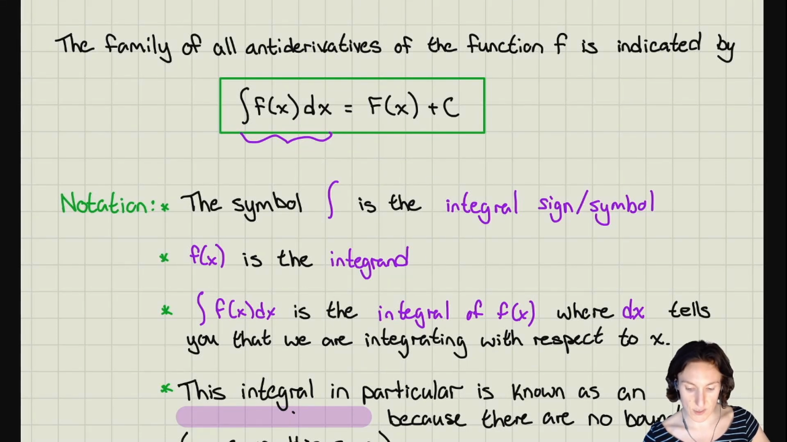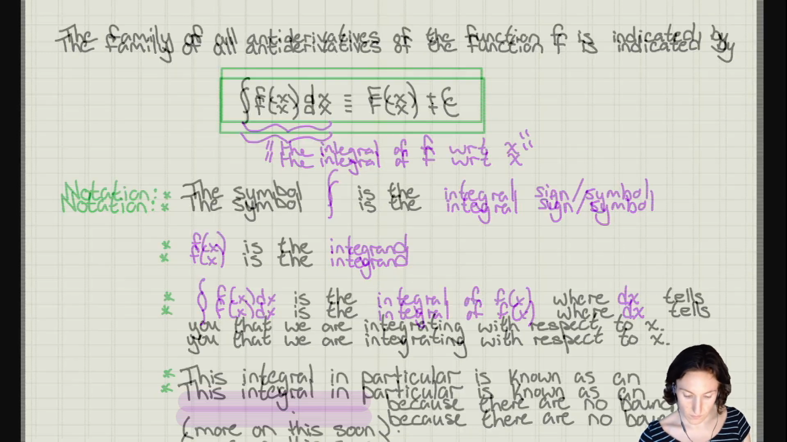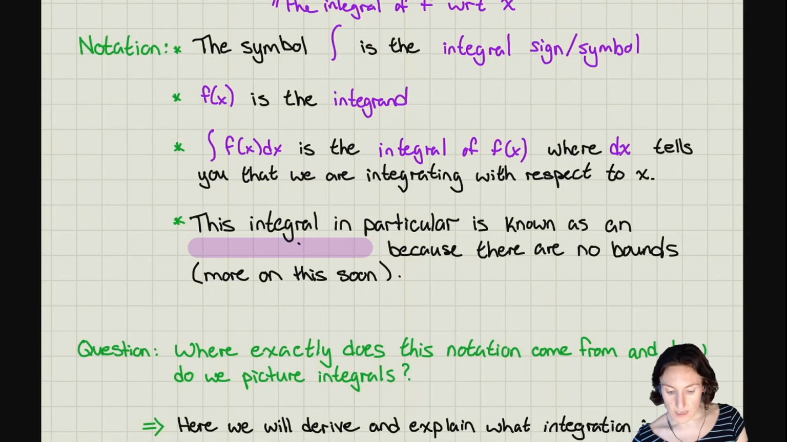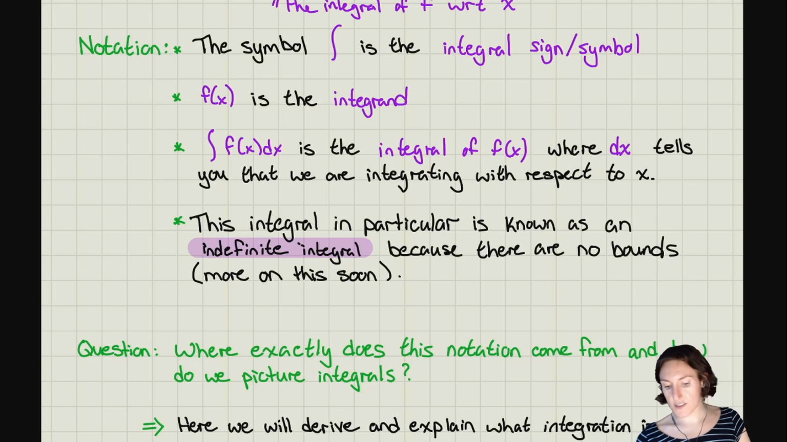So the integral of f with respect to x is how we phrase that. In English, we would phrase this as the integral of f with respect to x, and this tells us what our variable is. This integral in particular also has another specific name. It's called an indefinite integral. We're going to formally define these next week. It's because there are no bounds.